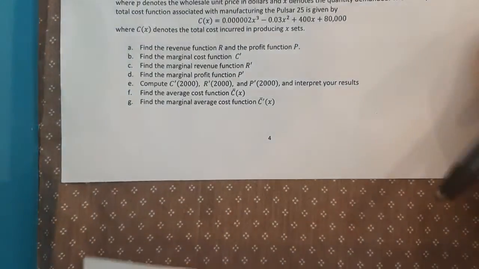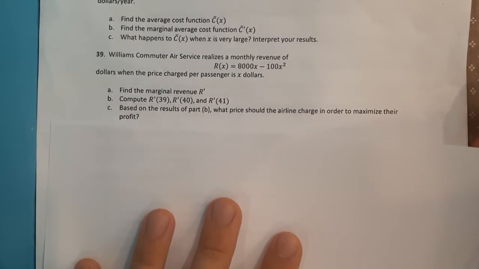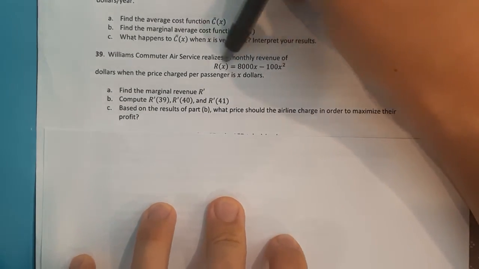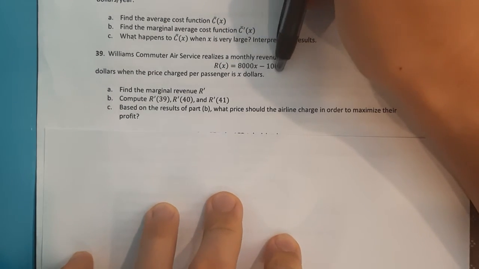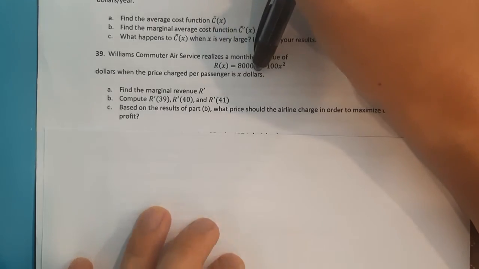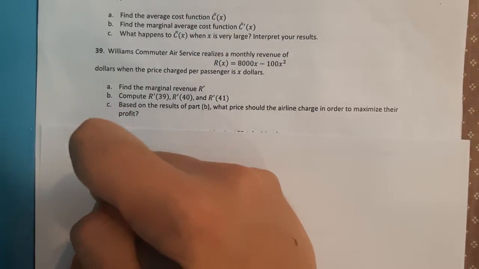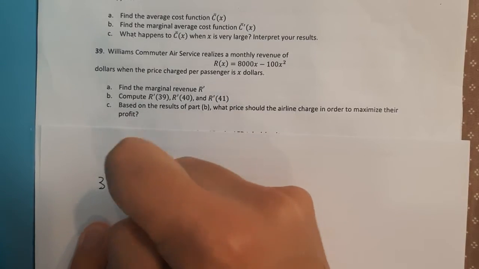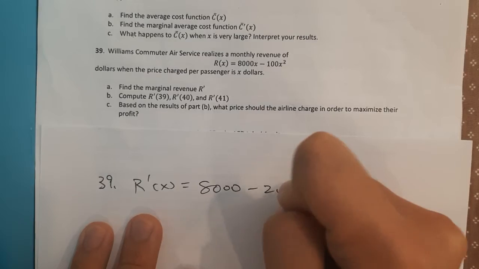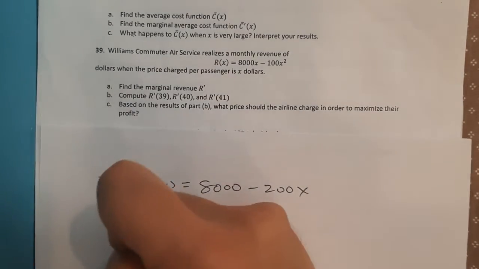So in question 39, Williams Commuter Air Service realizes a monthly revenue of R of x equals 8,000x minus 100x squared dollars when the price charged per passenger is x dollars. Find the marginal revenue R prime. So R prime of x equals 8,000 minus 200x.